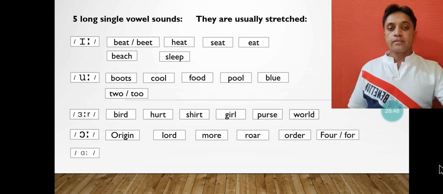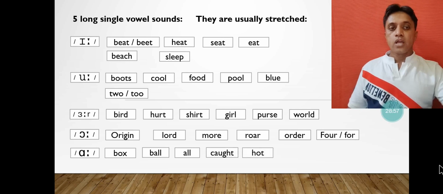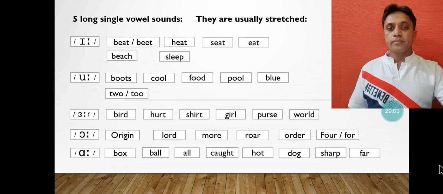And the last one is like box, bowl, owl, cut, hut, dog, sharp, far, father, awesome, August, auto.